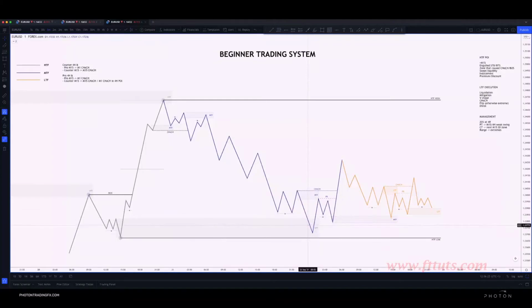However, it's a little bit risky. Why? Because it's still counter the M15 trend. So the 4-hour chart's bullish. You are looking to get long, so it's in line with the 4-hour chart. But the M15 is bearish at this point, so that is a little bit risky.